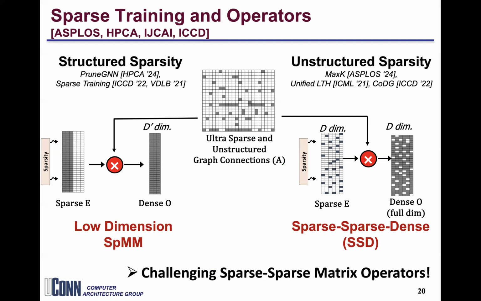And that unlocks sparsity. So if you drop columns, which is what we built in the Prune GNN framework, what you end up getting now is these low dimensional SPMMs. Okay, we'll talk about that in a second.